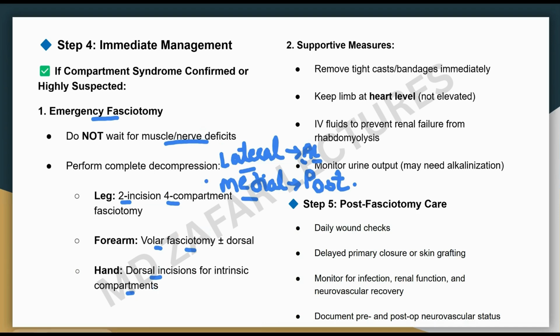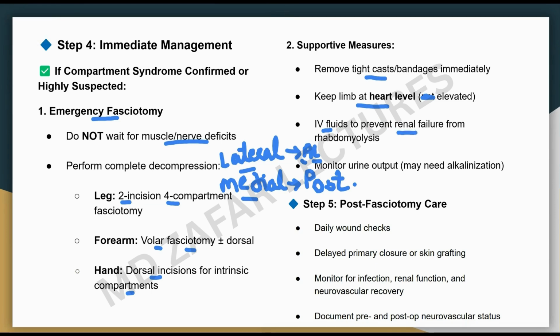Now, once this has been done, what are the other measures which can be taken? Some of them are taken before, so if there is a tight cast and there is suspicion of compartment syndrome, then you must remove that tight cast and follow it with fasciotomy. Once you are done with the fasciotomy, keep the limb at the heart level or elevated. It should be elevated.